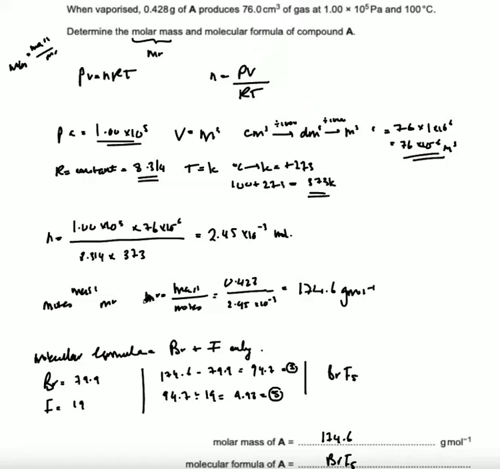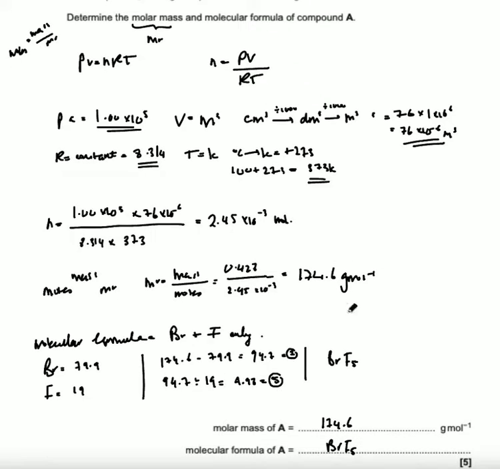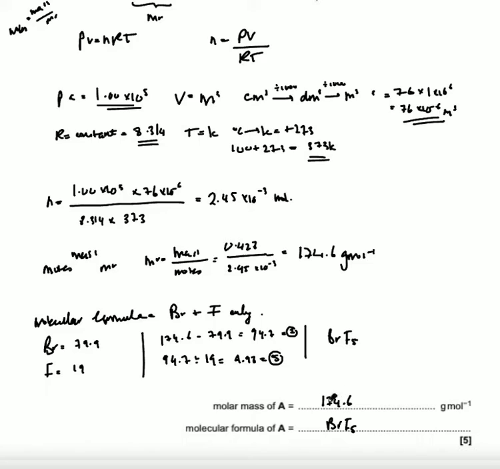Okay, so now we have moles and we have mass. We can rearrange for Mr. And so we're going to do 0.428 grams divided by 2.45 times 10 to the power minus 3 moles, and that gives us 174.6 grams per mole. That's just the units for Mr. And so we've got the first bit of the answer, which is 174.6.